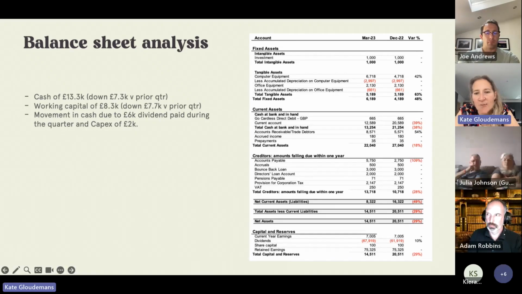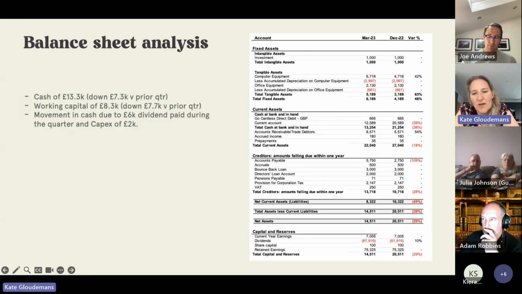Okay. So really quick look at this balance sheet. I can see that the working capital overall, you've got cash of 13,000 in the bank, which is down 7,300 versus prior year. Your working capital is 8,300, so that's taking the liabilities away from the assets. But when I investigate a bit more, I can see that the movement in cash is mainly due to a dividend payment during the period, which you can see at the bottom part. And also because we bought some computer equipment, and that's all fine. That's investment in the business. It's money paying out as a dividend, so there's no surprises there.